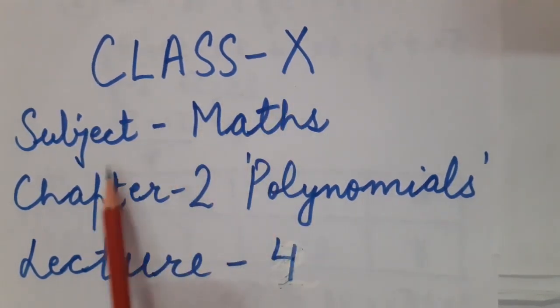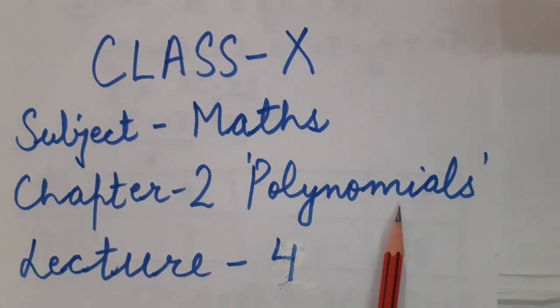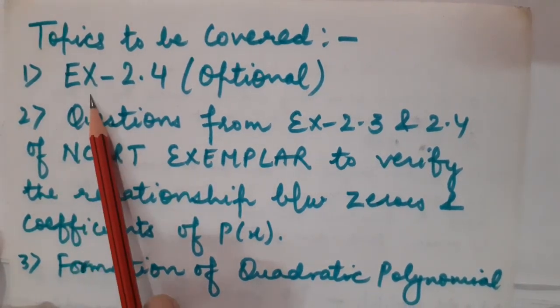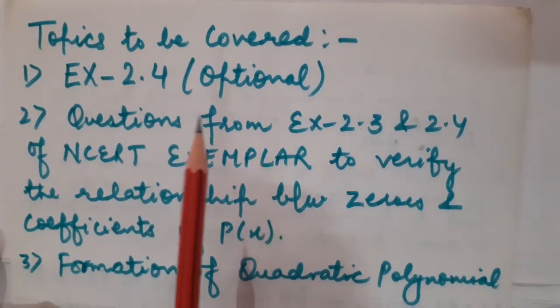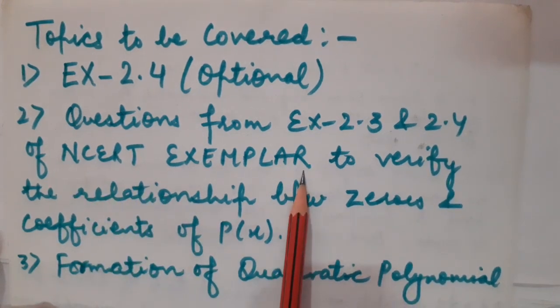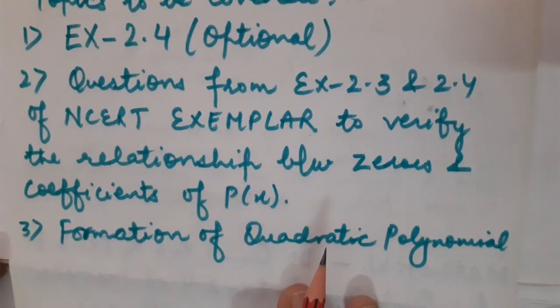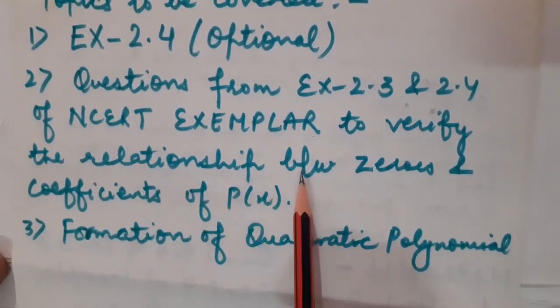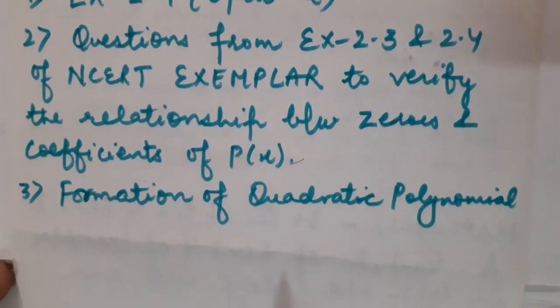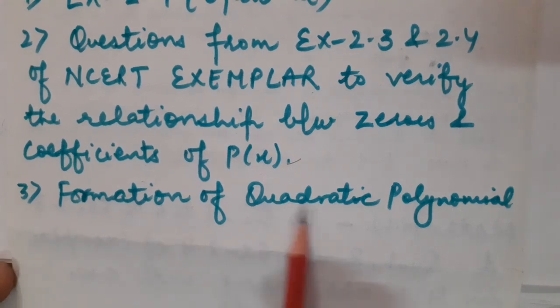This is class 10th, subject mathematics, chapter number 2, polynomials, lecture number 4. The topics which we are going to cover in today's lecture are exercise 2.4 optional of NCERT, questions from exercise 2.3 and 2.4 of NCERT exemplar, in which the concept used is that you have to verify the relationship between the zeros and the coefficients of a polynomial in x. And the third topic is the formation of a quadratic polynomial when you know the sum of the zeros as well as the product of the zeros.